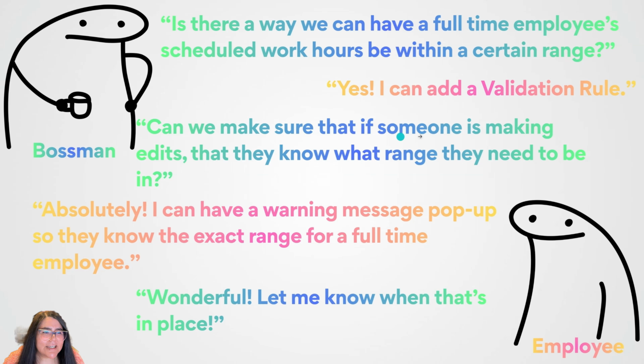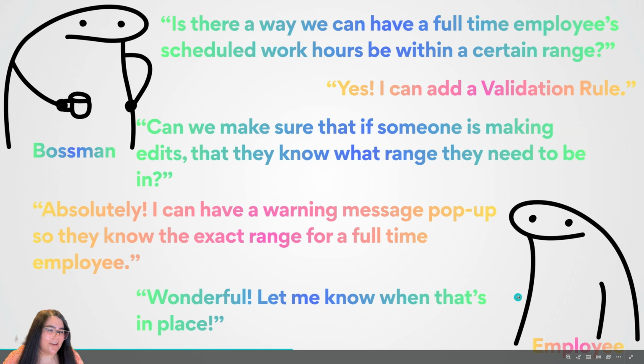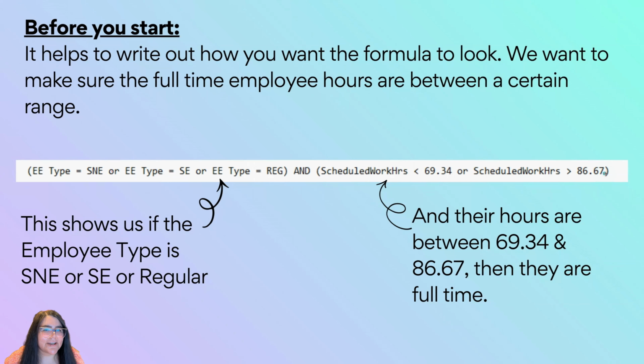Oh, can we also make sure if someone is making edits that they know what range they need to be in? Sure. Let's add a warning pop-up message that will come up if they enter an invalid range. Like, awesome. I'll let you know when it's in place. And so you get to work.